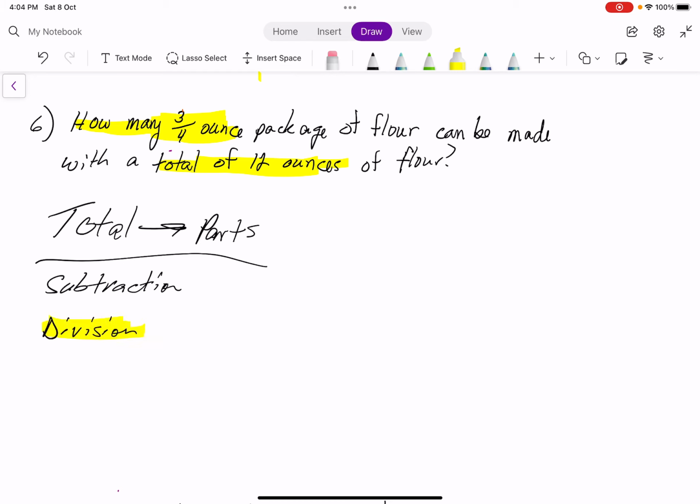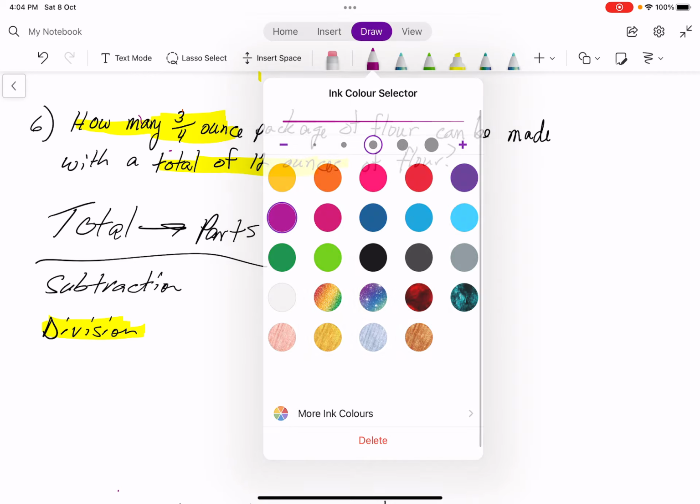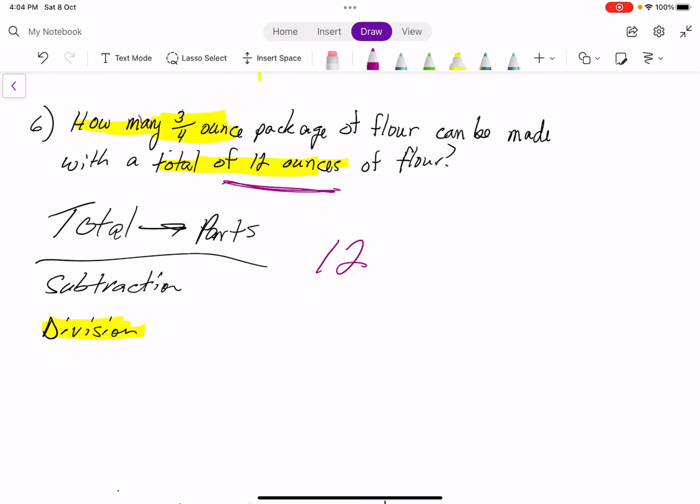So this one will be division, because we're trying to take the total and break it into equal parts. So our total amount is 12. So we will do 12 divided by how much we're making each part into. So it's 3/4. And then our rule is keep, change, flip. Everybody knows how we're dividing fractions.